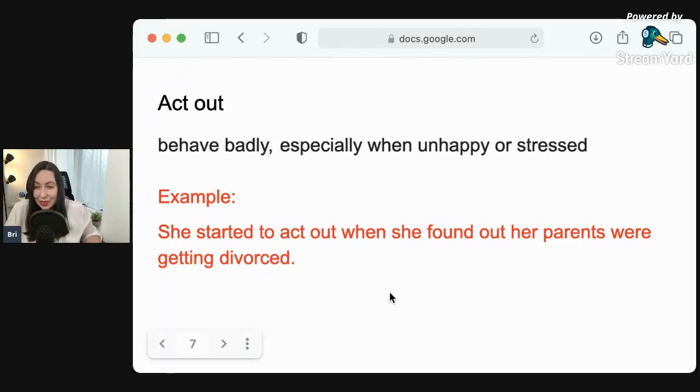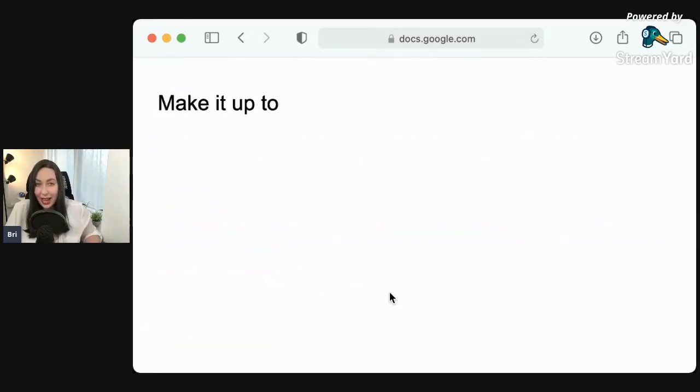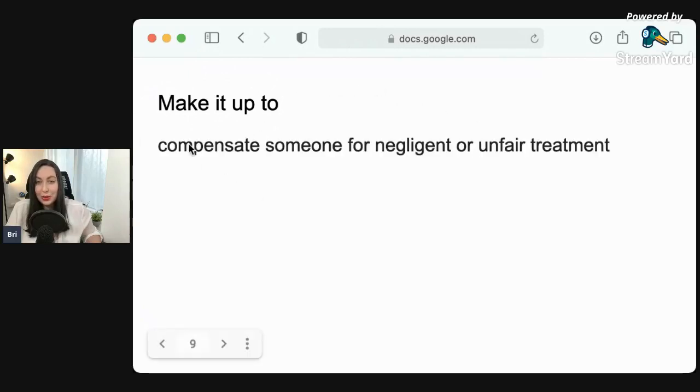Okay, very good. Then we have the phrasal verb make it up to. Usually we say make it up to someone. If you know make up, to make up means that if you had a fight, you make up afterwards. So your relationship gets back on track. This is very, very similar. Make it up to someone means to compensate someone for negligent or unfair treatment.